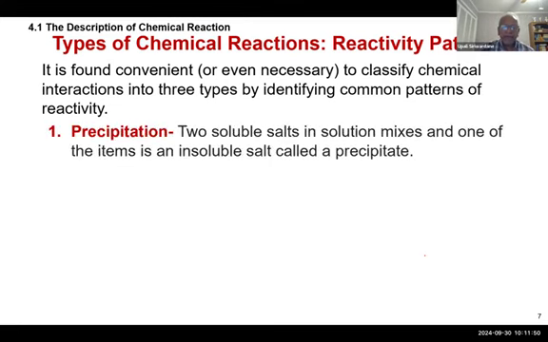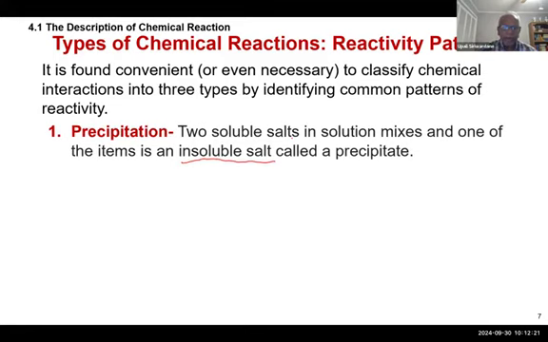Precipitation is when two compounds dissolved in solution are mixed up, and one of the products is an insoluble salt. You can clearly see milkiness, or a precipitate, a white precipitate, or depending on the color, a yellow precipitate. Precipitate is formed. That's generally called a precipitation reaction.